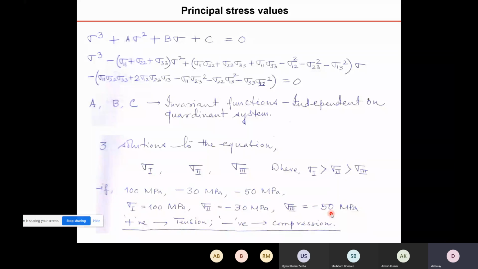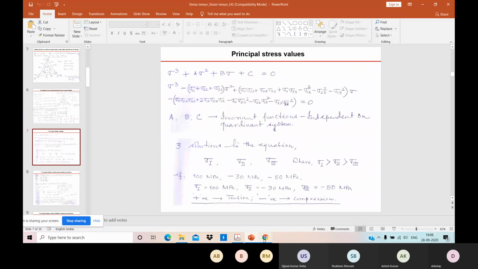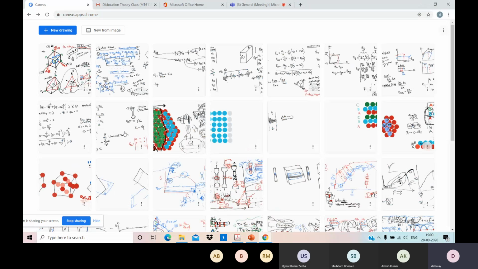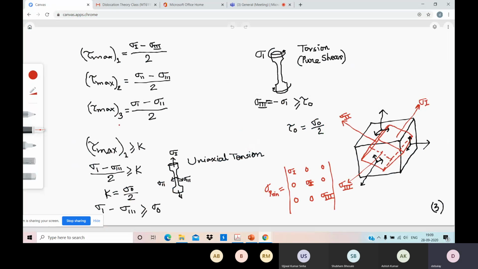So you will understand what kind of loading that is. This is the beauty of converting the stress components into three principal stresses. Okay, so let me go back quickly to my canvas screen, because I remember that I have made one more nice drawing for you. Don't know whether you will find it or not.